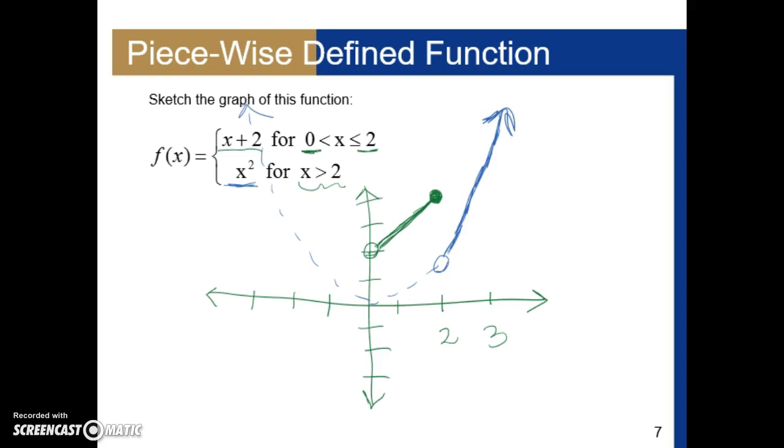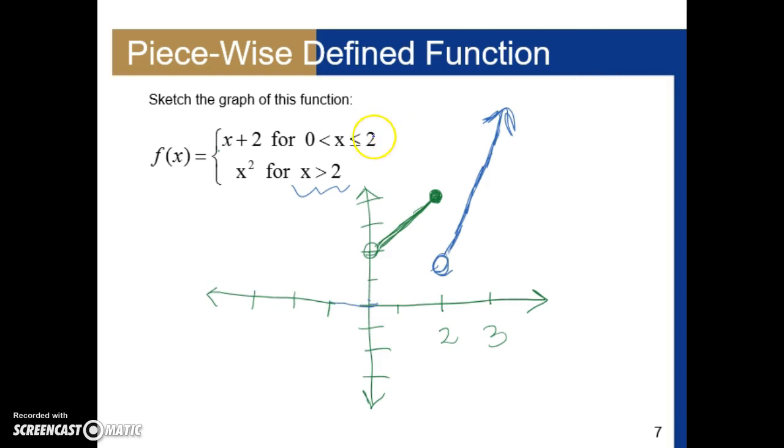So every other part of this, I'm not interested in. I'm not interested in any of that right there. I'm only interested in the part that is greater than 2, and it doesn't include 2, so that has to be an open hole. So there's the graph of this function.